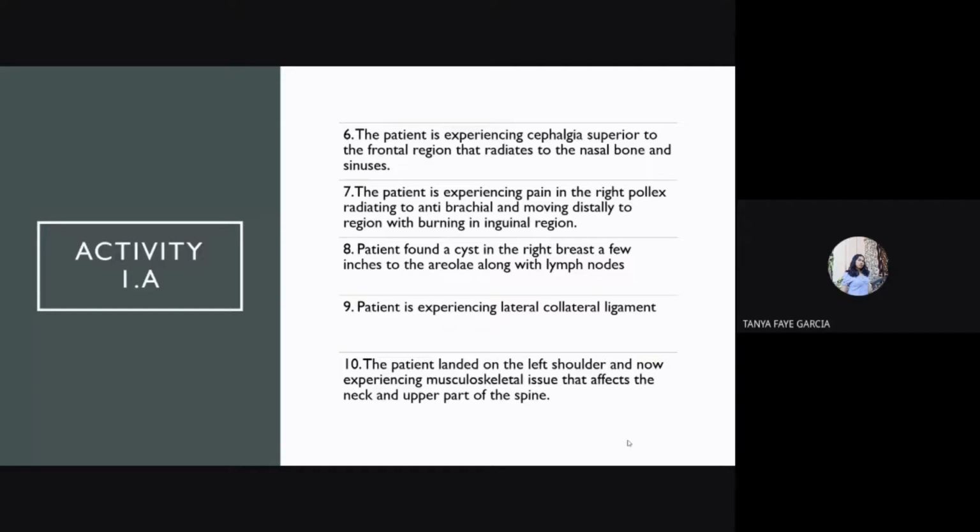Number 10, the patient landed on the left shoulder and has pain under the left shoulder blade that shoots into the neck and upper part of the spine. Our answer is the patient landed on the left shoulder and now experiencing musculoskeletal issue that affects the neck and upper part of the spine.